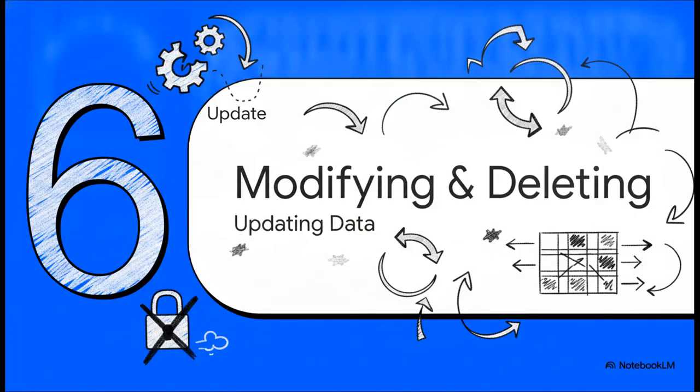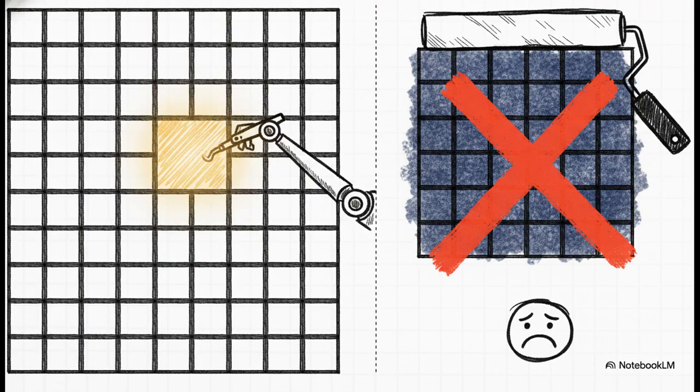Section 6. Modifying and deleting records. Because look, real-world data is messy. Stuff changes. We make mistakes. Say we goofed up Arav's salary on day 1. We don't just delete his whole record, we surgically update it.